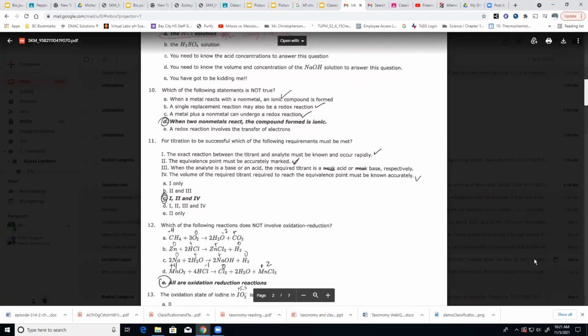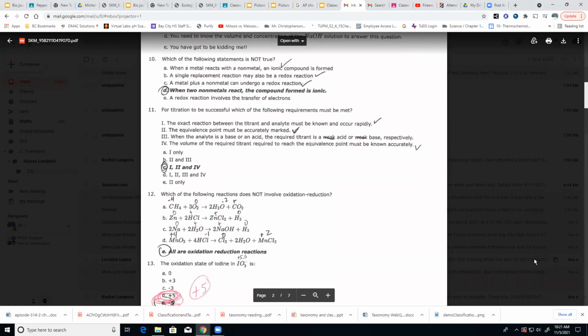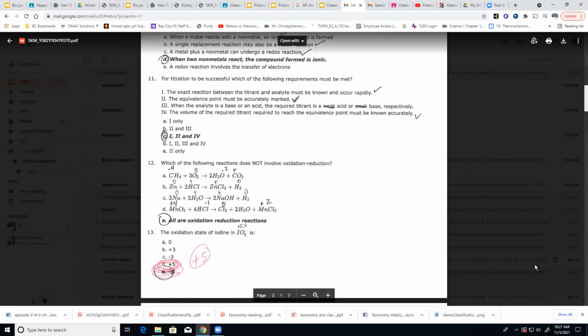All right, most people got number 10 right. I feel like the next few went pretty good. Number 13 was +5. With all that scribble, I think I had to go in and change the key, but I think most everybody got that one right too. Anybody have any questions on any of those?